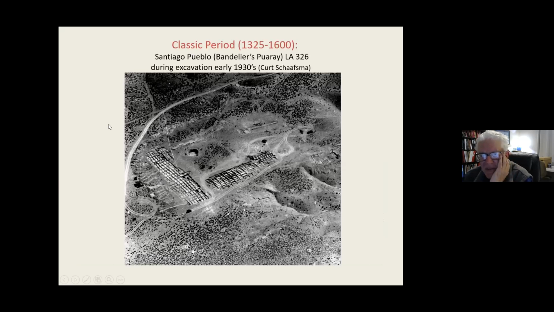Another nearby site, which is essentially completely removed now, and a concrete plant sits on top of it, was called Santiago Pueblo, also known as Bandelier's Poirai. It's LA 326, and it was excavated partially in the 1930s. Kurt Schaafsma gave me this aerial picture taken in the 1930s.